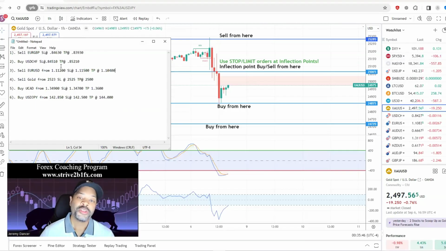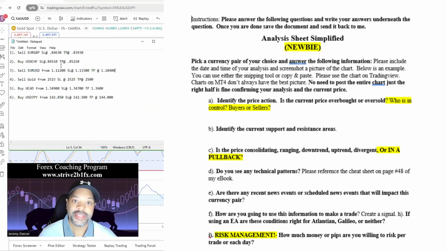Now, for those of you who are students in my program, each of you have an analysis checklist that highlights everything that you should be looking at when it comes to trading. When you go through my Forex coaching program, you're supposed to be looking for these types of things every time that you trade so that when you start trading live, you start to do these things intuitively.